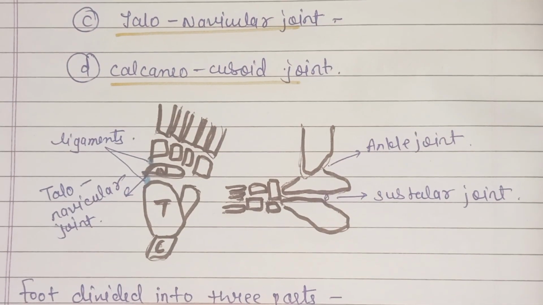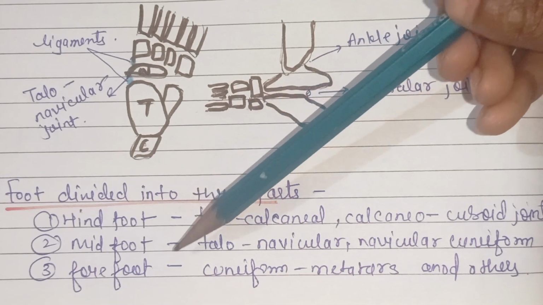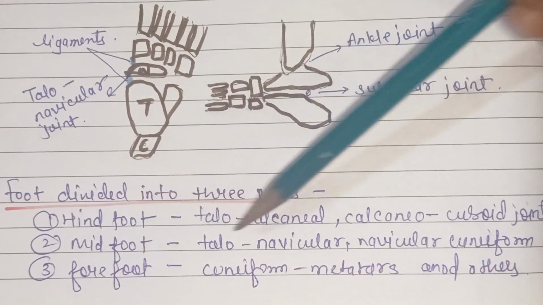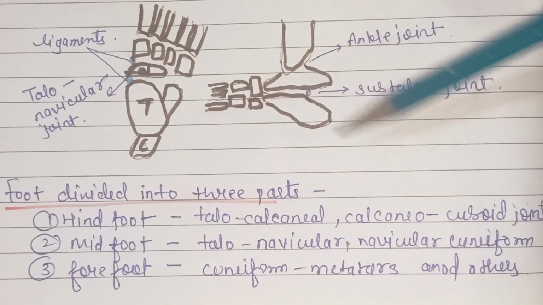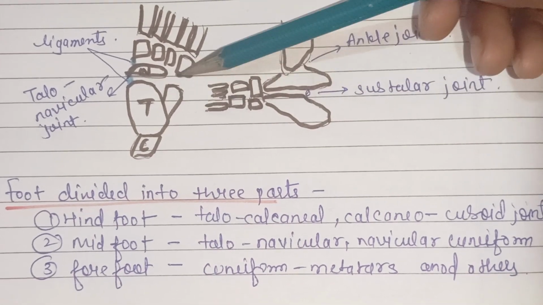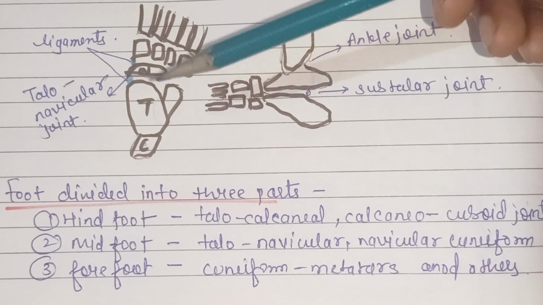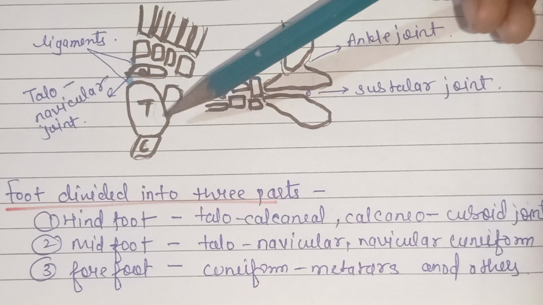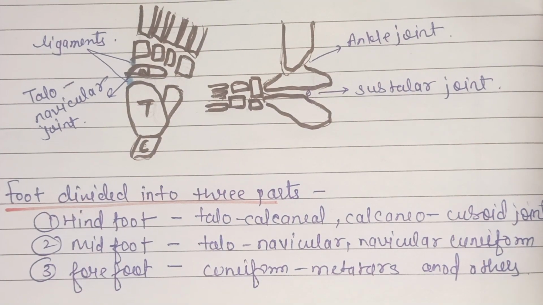Now the foot is divided into mainly 3 parts for the purpose of study: hind foot, mid foot, and forefoot. The hind foot consists of the talocalcaneal and calcaneocuboid joints, the mid foot is the navicular and cuneiform, and the forefoot is the cuneiform, metatarsals, and others. If we look at this diagram, first is the talocalcaneal and calcaneocuboid; this is the hind part of the foot. Now the mid foot is the talonavicular and the navicular cuneiform. This is the mid foot, and the forefoot is the cuneiform, metatarsal, and the area between the metatarsals. These are the parts of the foot.